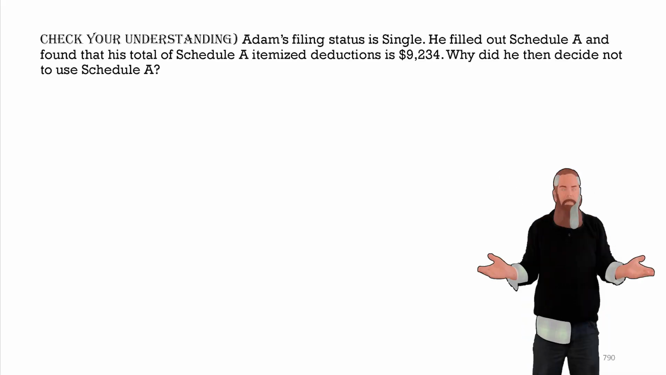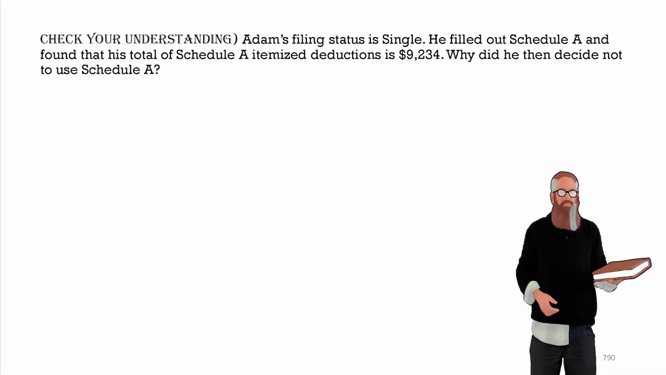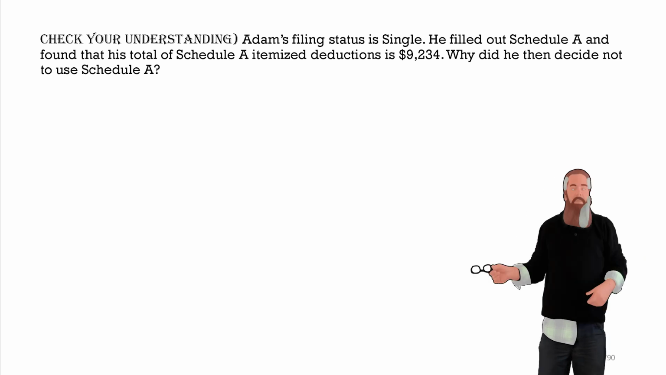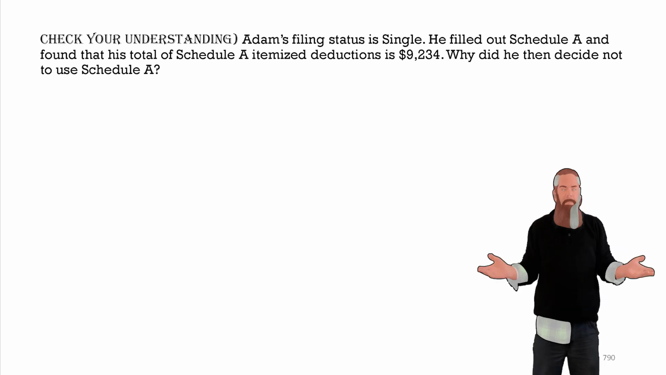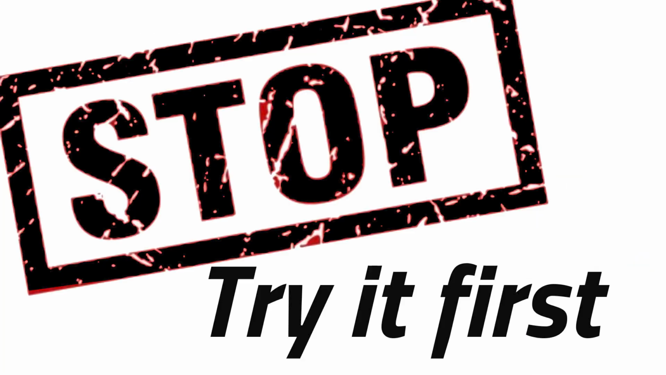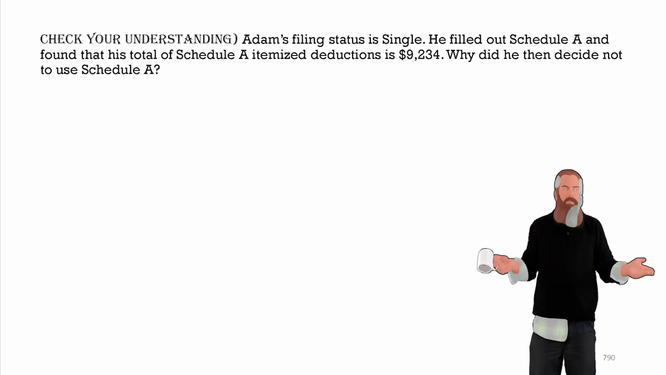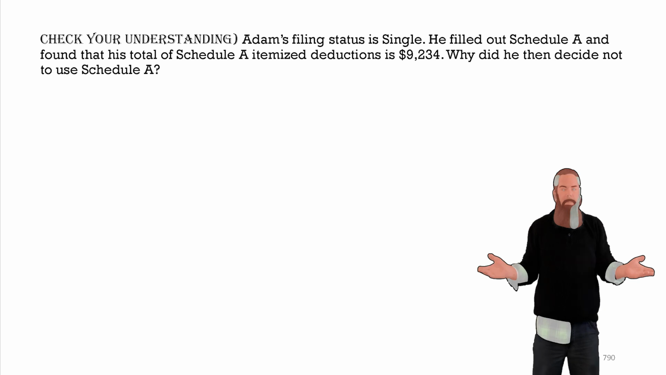Let's check our understanding. Adam's filing tax status is single. He filled out a Schedule A and found that his total Schedule A itemized deductions were $9,234. Why did he then decide not to use a Schedule A? The standard deduction for single filers, which is $12,200, gives him a larger deduction than his itemized.